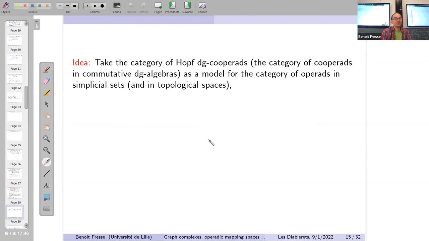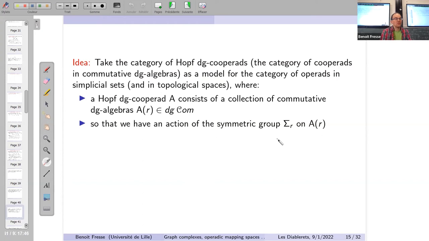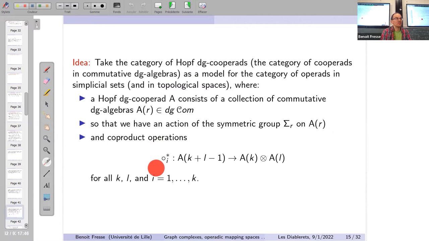So an OPF DG coperad explicitly consists of a collection of commutative DG algebras A_r, together with an action of a symmetric group Sigma_r on each DG algebra A_r, and coproduct operations, circle i star, as the operations on the cohomology of a little d coperad that I considered previously. Okay, and these operations are required to satisfy some natural relations. So the idea is to try to relate operads in topological spaces and topological operads in simplicial sets to models which have this form by relying on the Sullivan model.